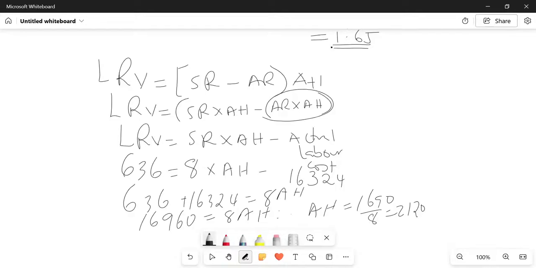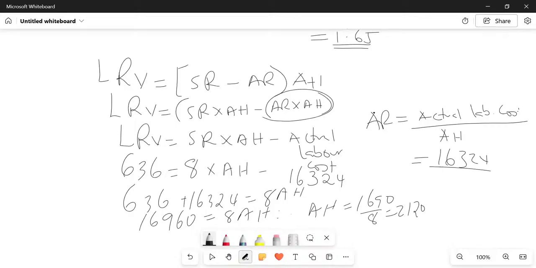So in that case here, the actual rate will be actual labor cost divided by the actual hours, which will be 16,324 divided by 2120, which gives us how much? 7.7. Thank you so much.